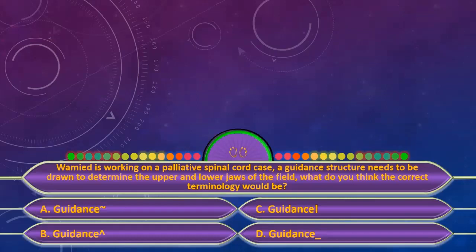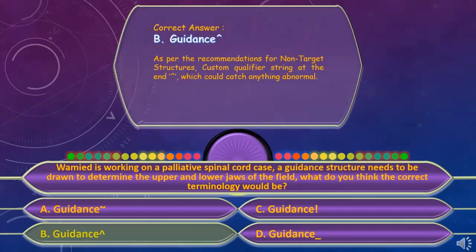So we have B and C, more or less 47%. And it should be B. Why? We will know. As per the recommendations, custom qualifier string at the end, which could catch anything abnormal. This is guidance, right? It's not a structure that we use in, let's say, my system, but maybe someone else uses it differently. So this is something I created. So it's custom based. Any custom based, you should use this sign. Okay. Now we go for the next question.